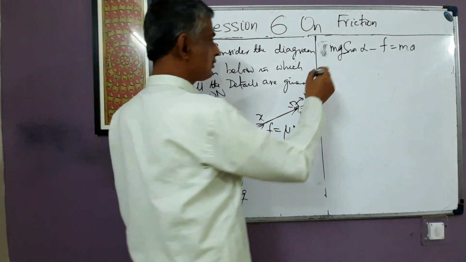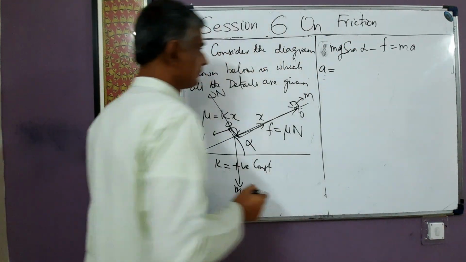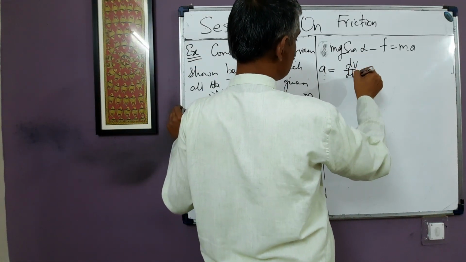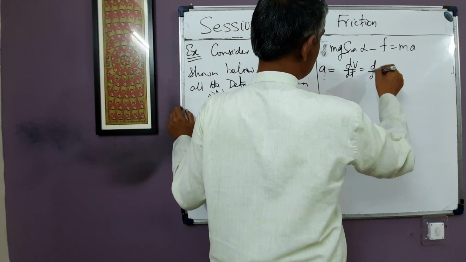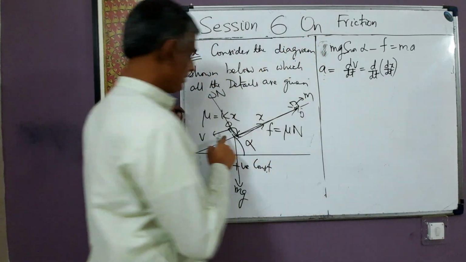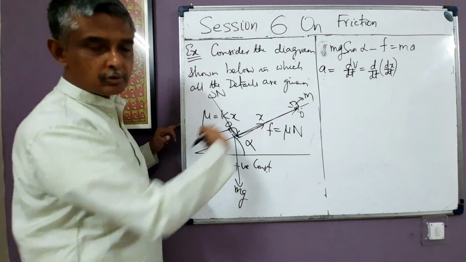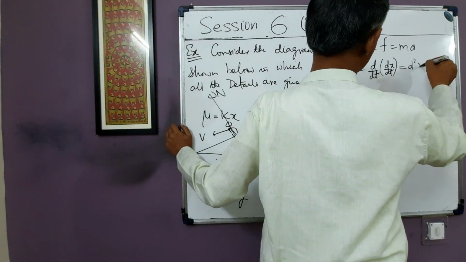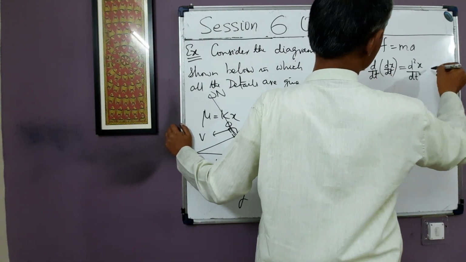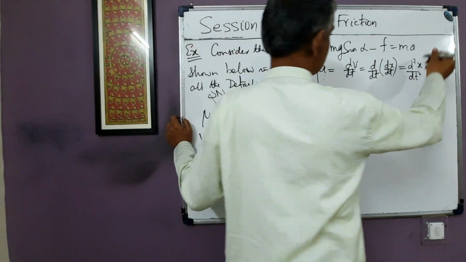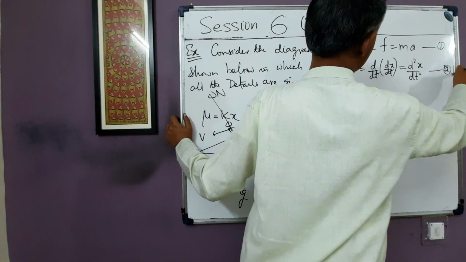Now, acceleration a of the block can be written in several ways. One way is dv by dt, derivative of velocity, or d by dt of dx by dt, because v is equal to just dx by dt, straight line motion. d by dt of dx by dt is nothing but d2x by dt2. This is the first equation. Sorry, this is the second equation.